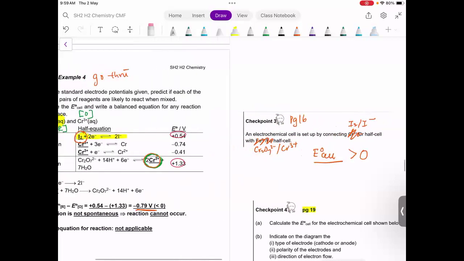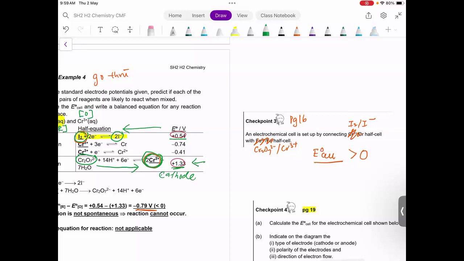Between these two, this one is more positive. If we are working with half cells, one half cell will be this in equilibrium with this, so it's a positive 1.33. Another half cell will be the iodine in equilibrium with the iodide, so that is a positive 0.54. Since this one is more positive, it will by default be the cathode, so it can go in this direction. Then this can go in this direction because iodide is present.